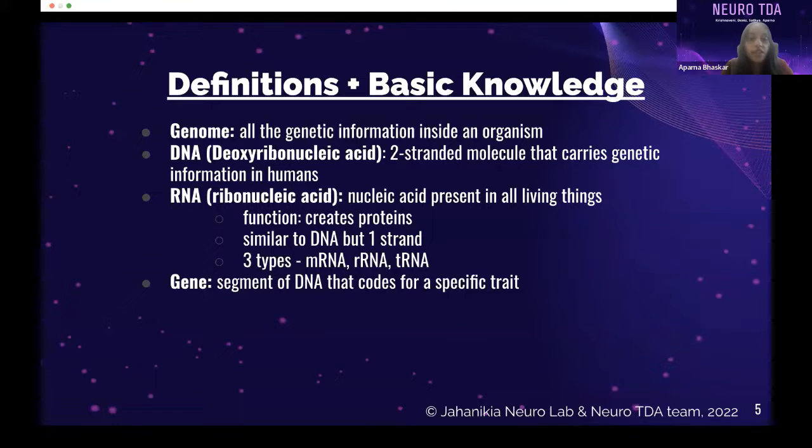RNA, on the other hand, is ribonucleic acid, and it is a nucleic acid present in all living things. Its primary function is to create proteins using translation and transcription, and it is similar to DNA, but it is only one strand. There are three types of RNA: mRNA, rRNA, and tRNA, which all have different functions. Then a gene is a segment of DNA that codes for a specific trait.